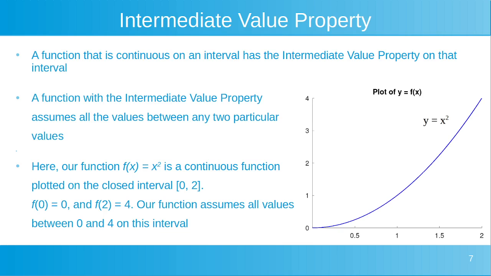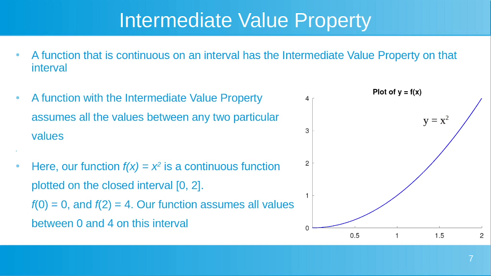If we have a look at our plot there, we can see that where x is equal to 0, our y value, f of 0, is equal to 0 squared, which is equal to 0. And at the point where x is equal to 2, our y value, f of 2, is going to be equal to 2 squared, which is equal to 4.